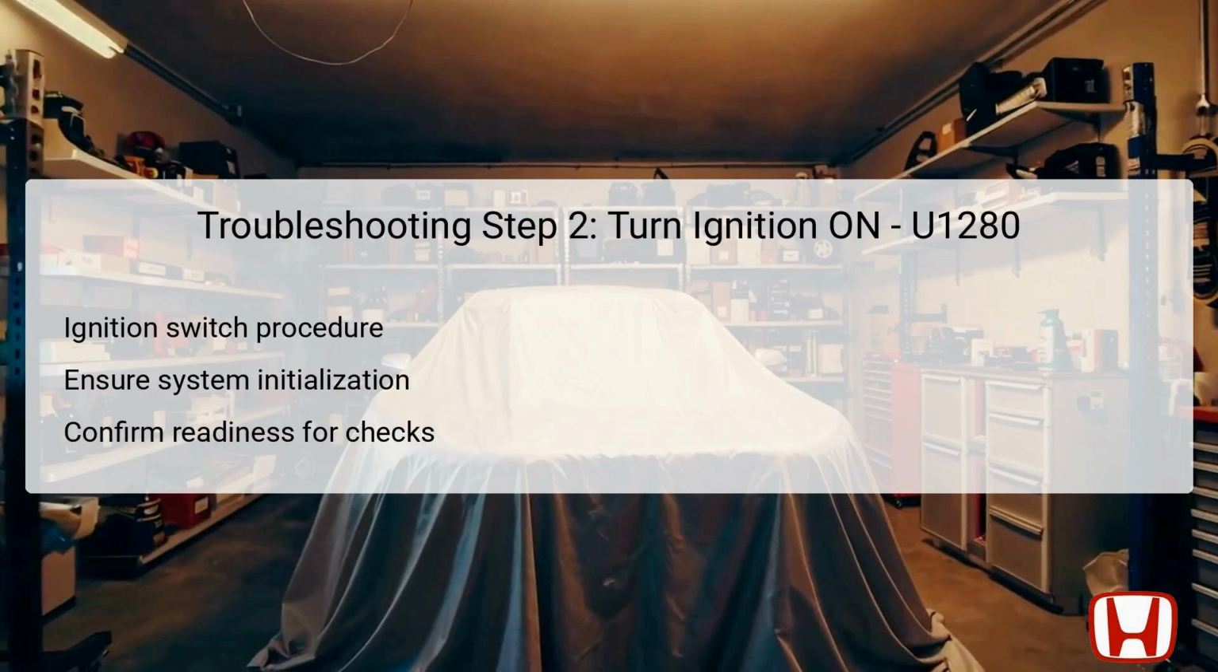In this second step, you will need to turn the ignition switch from the lock 0 position back to the on 2 position. Alternatively, if the vehicle has a push-button start, pressing it to switch off and then on is also acceptable. This process is essential for reinitializing the onboard systems, including the CAN controller.